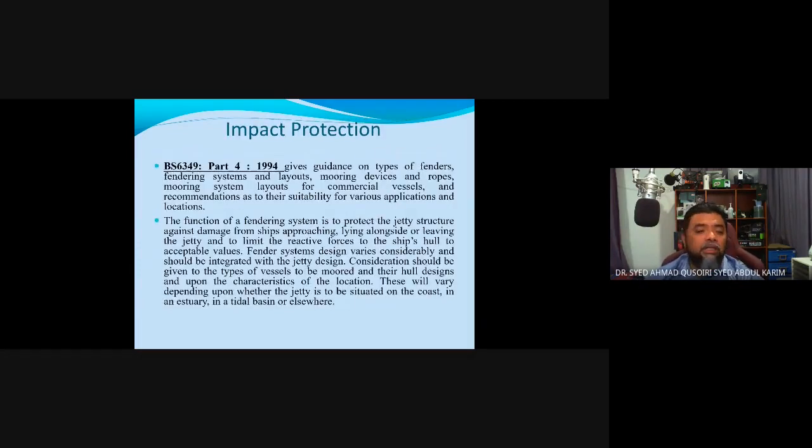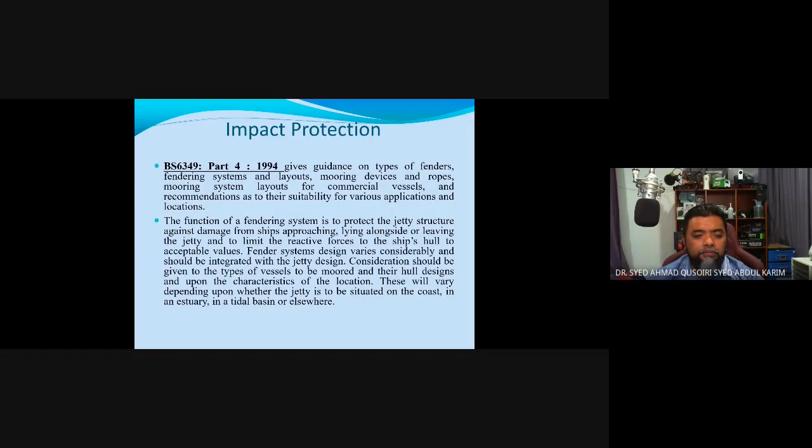So this is BS 6349 on impact protection. It includes guides on types of fenders, fendering systems and layouts, mooring devices, rope. So these are all the equipment that needs to be used at the jetty itself. The function of a fendering system is to protect the jetty structure against damage from ship. Okay, this has been mentioned before.